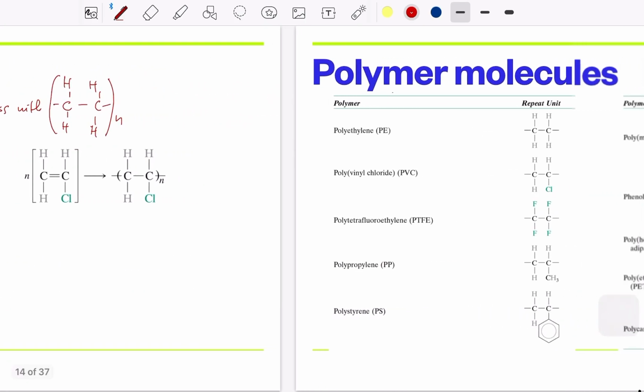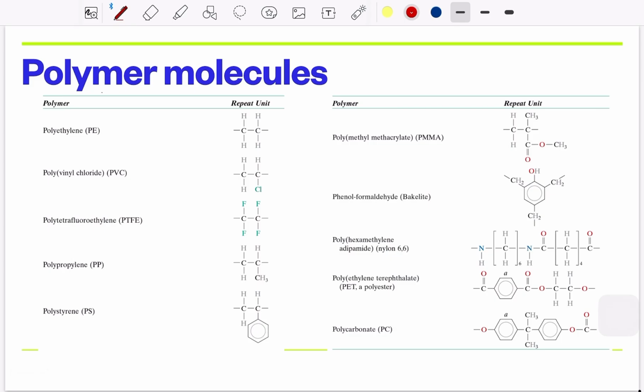Okay, and then some common polymers. The one that we discussed before, polyethylene. If you change one hydrogen with chlorine, it becomes polyvinyl chloride, PVC. If we change all the hydrogens to fluorine, it becomes PTFE, polytetrafluoroethylene. And if you change one hydrogen to CH3, it becomes polypropylene. So these are all common polymers that we have in our daily life, actually.